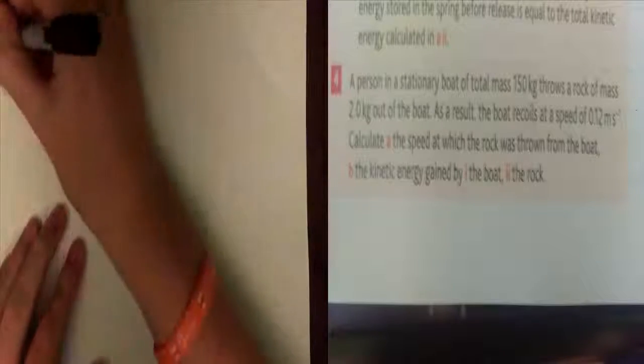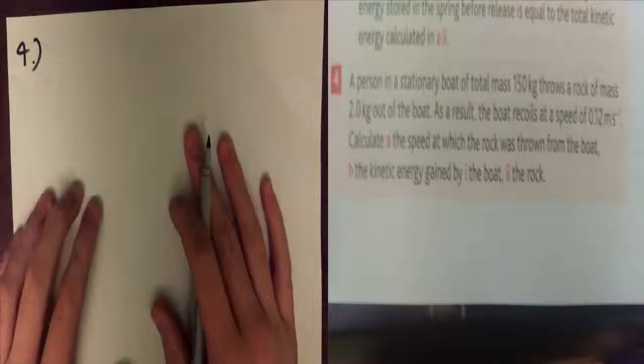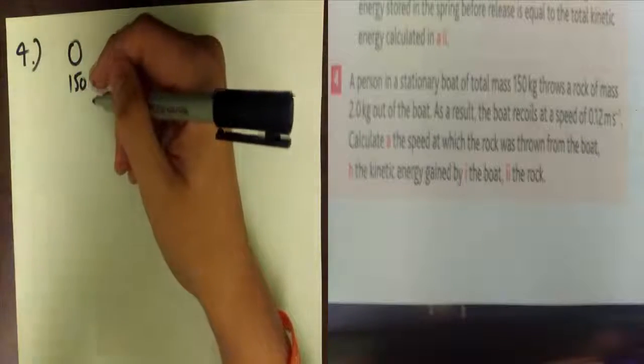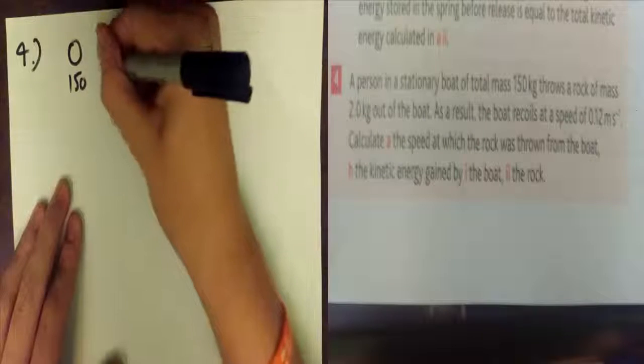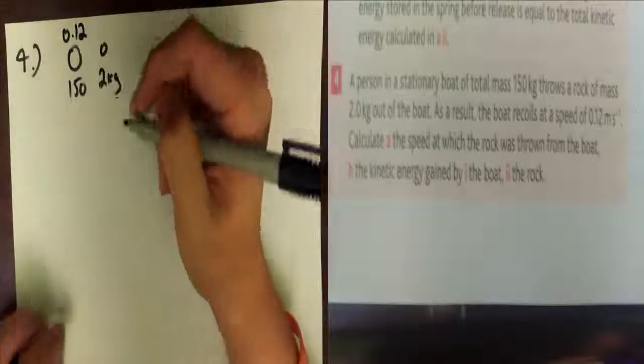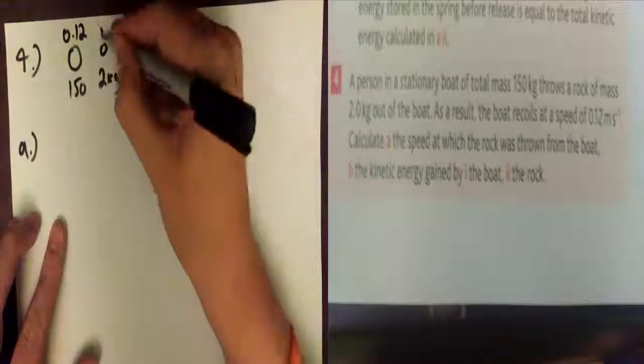Final question, question 4. A person in a stationary boat of mass 150 kilograms throws a rock of mass 2 kilograms out of the boat. As a result, the boat recoils at a speed of 0.12 meters per second. Calculate in A the speed at which the rock was thrown. So we need to find V.